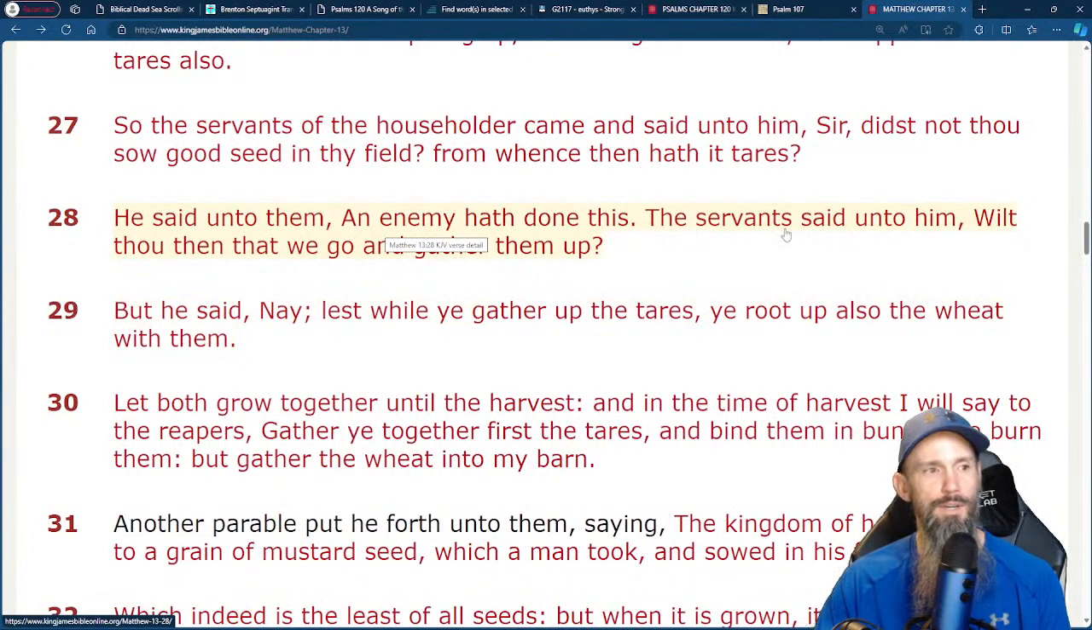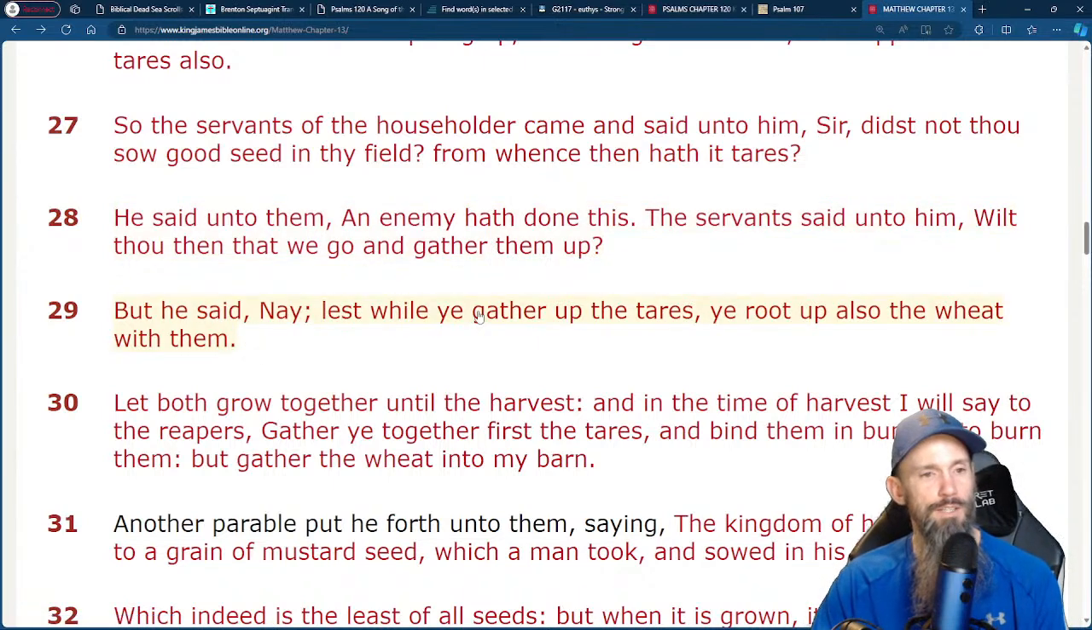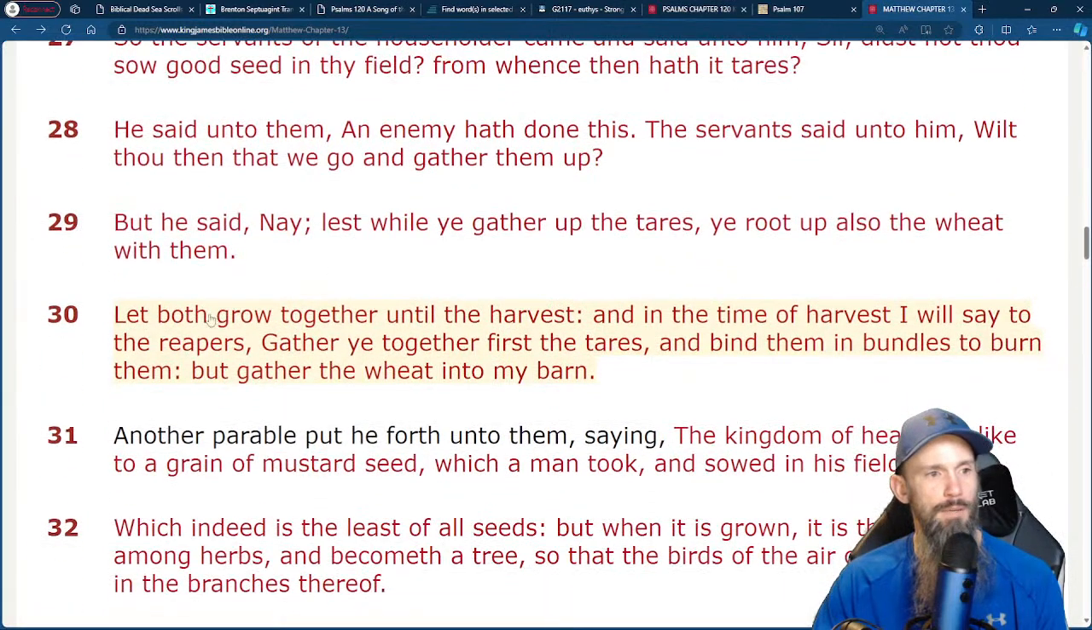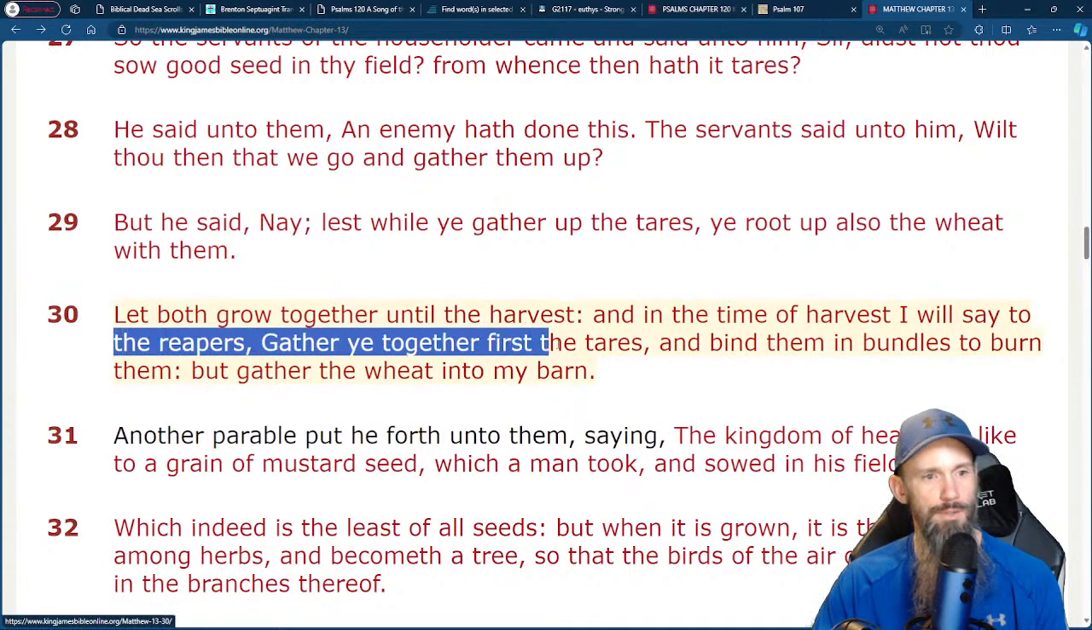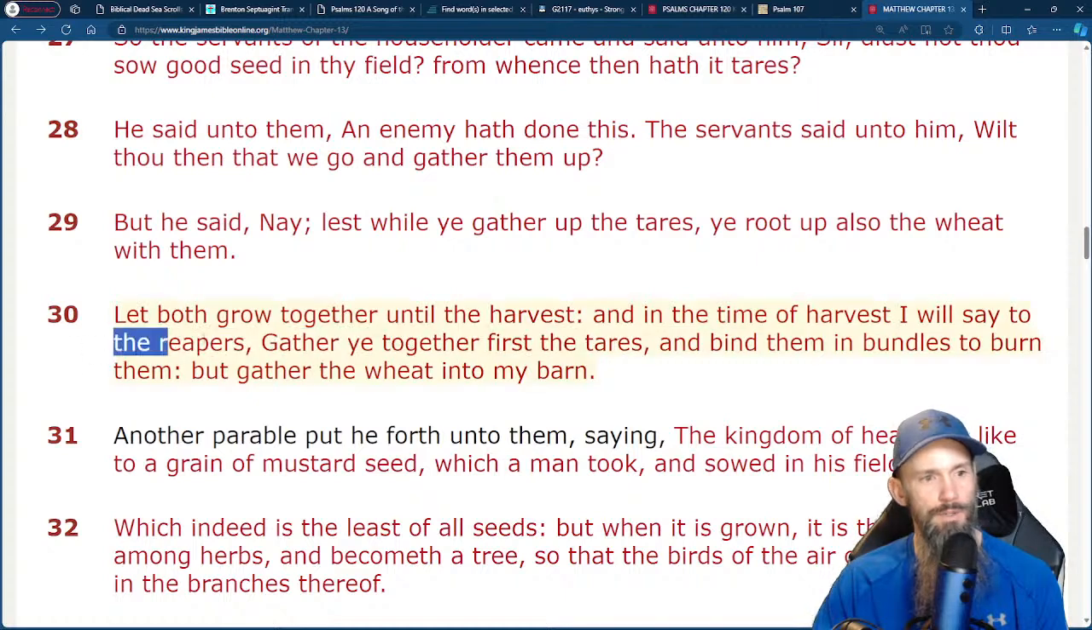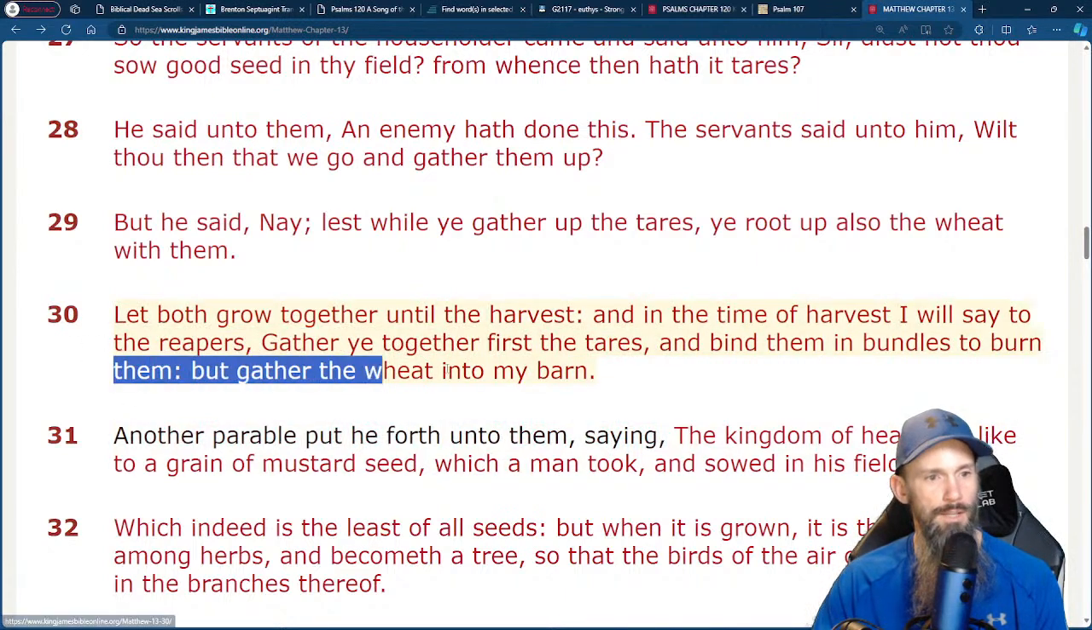The servant said unto him, Wilt thou then that we go and gather them up? But he said, Nay, lest while you gather up the tares, you root up also the wheat with them. Let both grow together until the harvest. And in the time of harvest, I will say to the reapers, Gather you together first the tares. That's the rapture everybody wants to be part of, and bind them in bundles to burn them, but gather the wheat into my barn. So the ones that are taken first are the tares to be burned. Then the wheat is gathered.